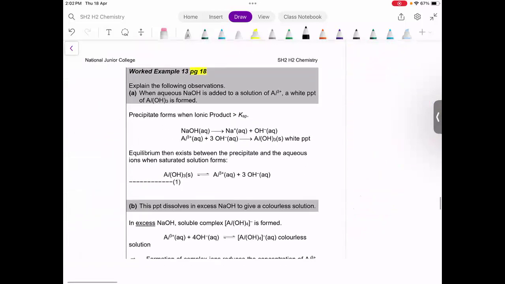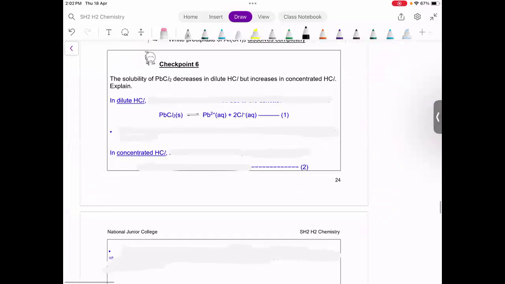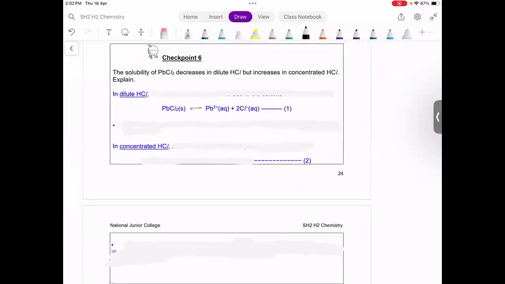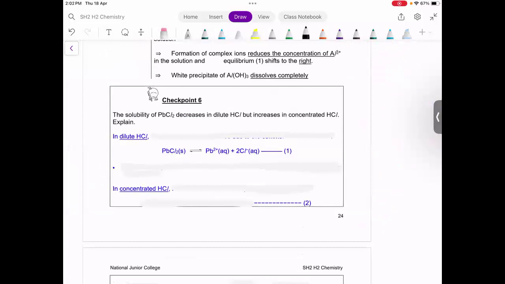Okay, let's try this checkpoint. Knock out already. Oh, already time. Sorry. Hey, yeah, we managed to finish. So in this case, checkpoint 6, sorry, can I just finish this part?